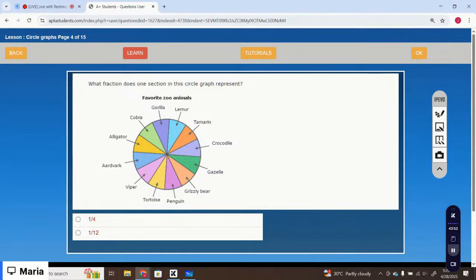What fraction does one section in the circle graph represent? That is 1 by 12. Option number 2 is the correct option.